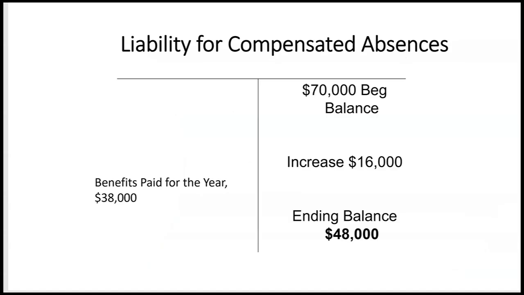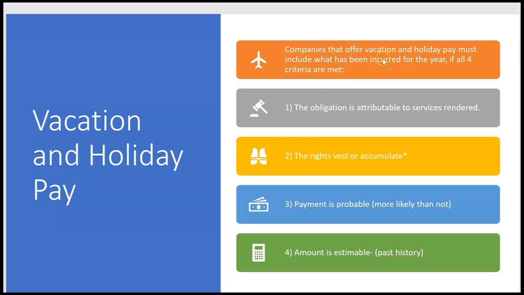And here's the T account, the liability for compensated absences, which started with $70,000. We increased it by $16,000. We decreased it by $38,000 for the benefits paid, and that gives us the $48,000. So let's review what we know. Companies that offer vacation and holiday pay must include what has been incurred for the year if all four criteria are met. One, if the obligation is attributable to services already rendered. Two, if the rights have vested or accumulated. And we'll talk about the difference between those two terms.